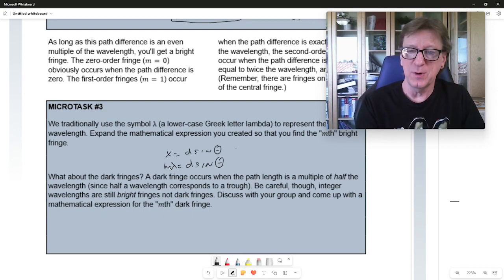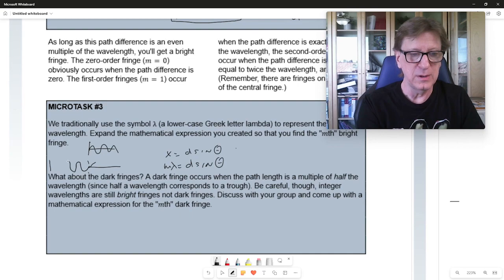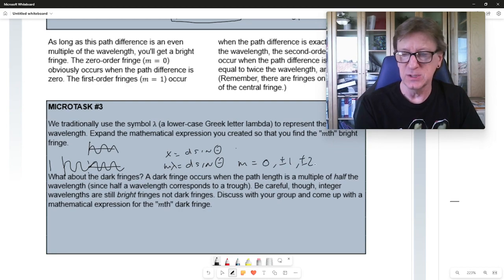If they're 1 wavelength apart, let me draw our picture again. So here's one of our waves. That's kind of our comparison line. If I'm 2 wavelengths out, 1, 2. You see that I'm still going to get constructive interference. So I'm still going to get bright fringes where they interfere with each other. So this then is my general expression, where m is plus or minus 1, plus or minus 2, plus or minus 3, and so on and so on.